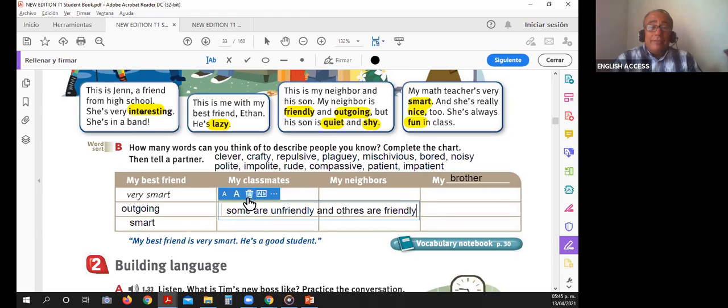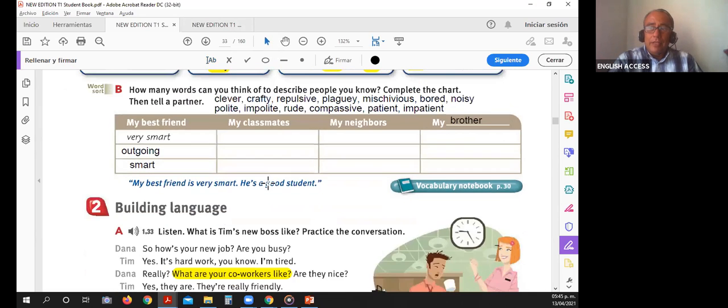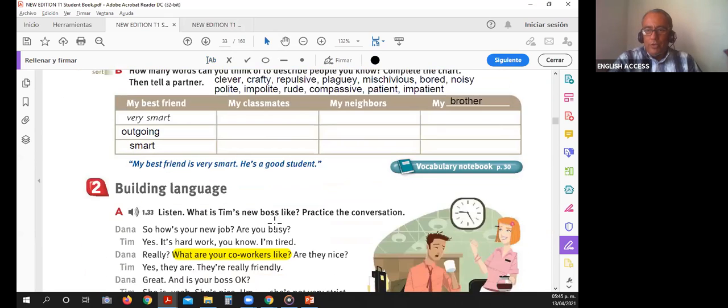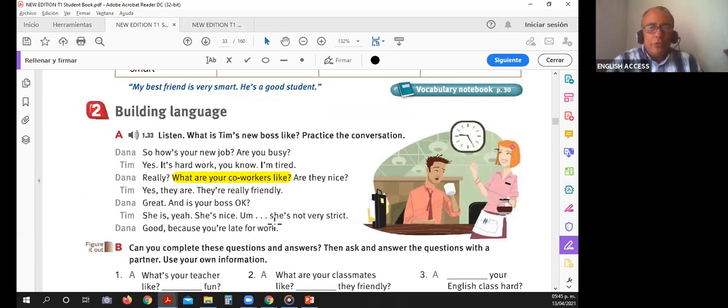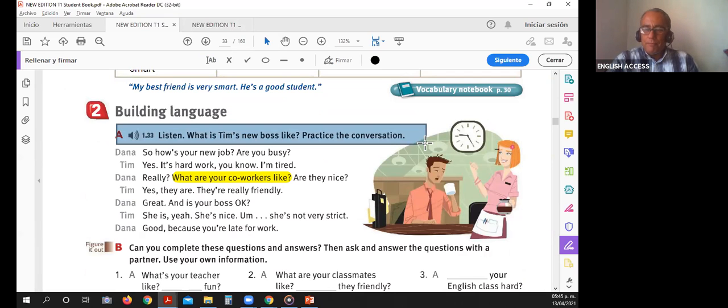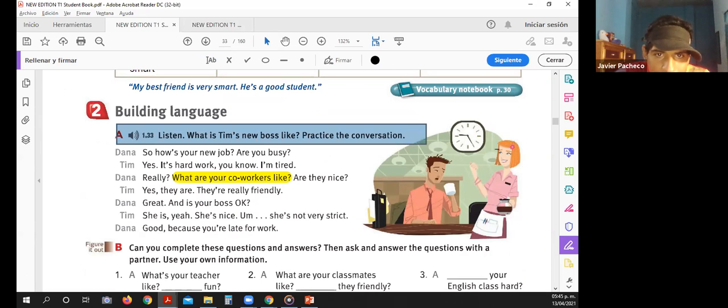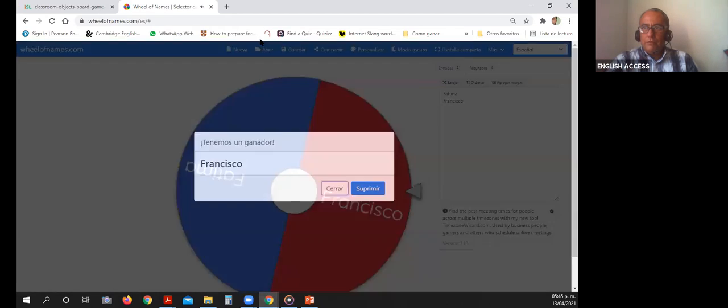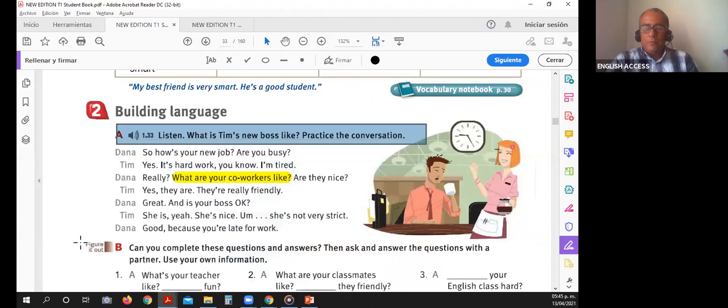So these are adjectives you can use to describe people's personalities. And there are more, as the ones we wrote here. Now we are going to go for the next activity. It says building language. Francisco, can you read the instruction here, please? Listen, what is Tim's new boss like? Practice the conversation. Thank you.